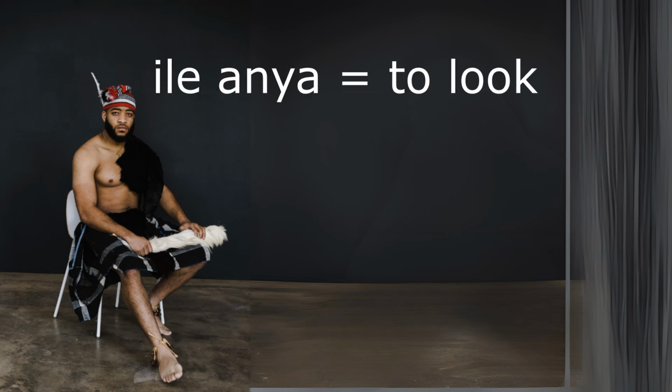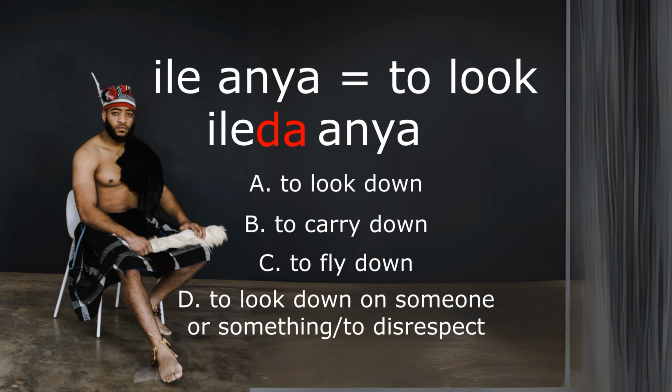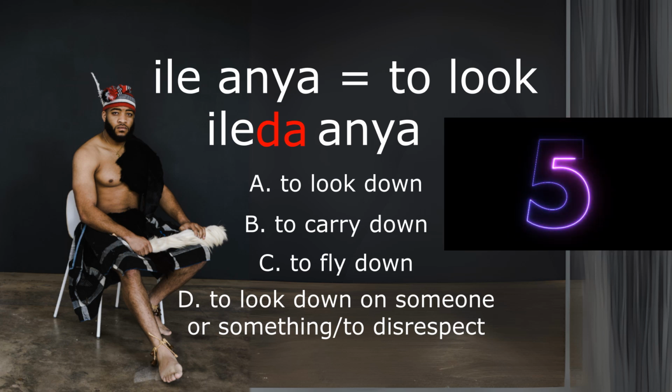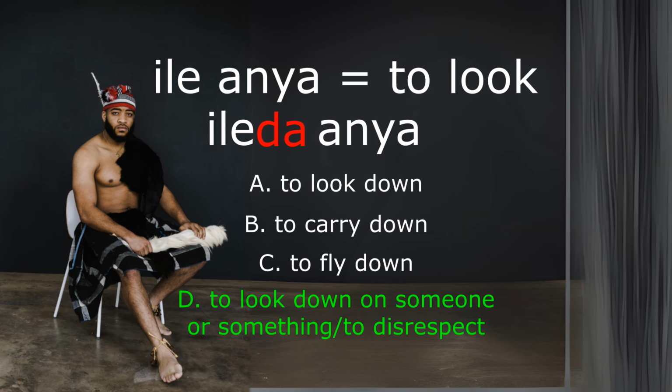Okay, now, ile means to look in Igbo, and anya means eye in Igbo. Which of the following looks most like it matches the meaning of the phrase iledanya? To look down, to carry down, to fly down, or to look down on someone or something, to disrespect. How did you do?